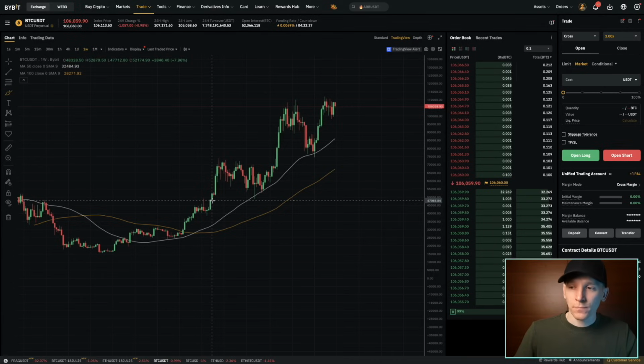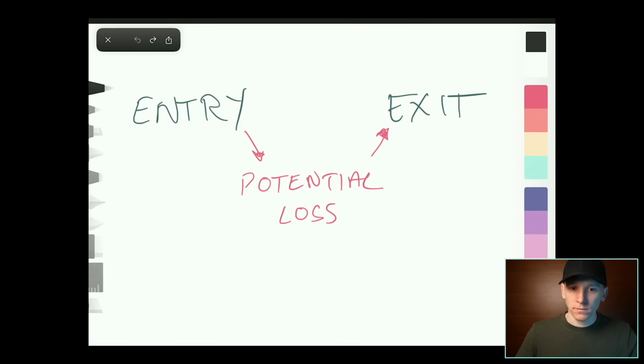If you're trading, especially with leverage, there's only one thing to focus on. It's not how much you can make. It's not how much the price moves up. It is the potential loss in your trade. There are 3 parts to every trade: the entry, the exit.